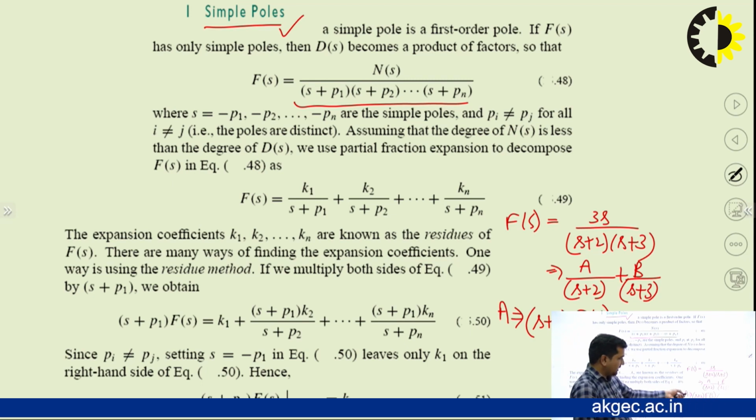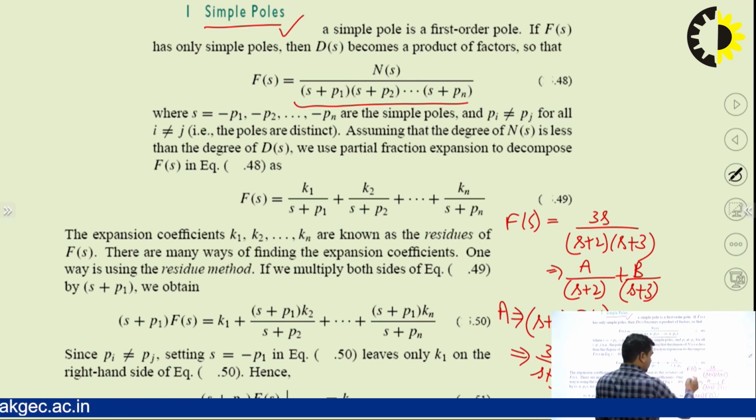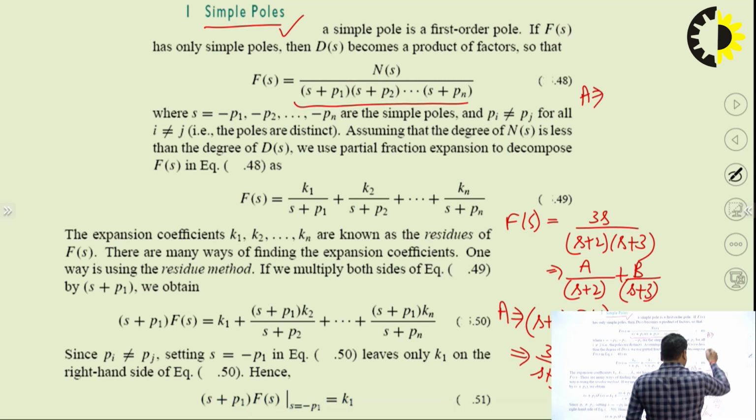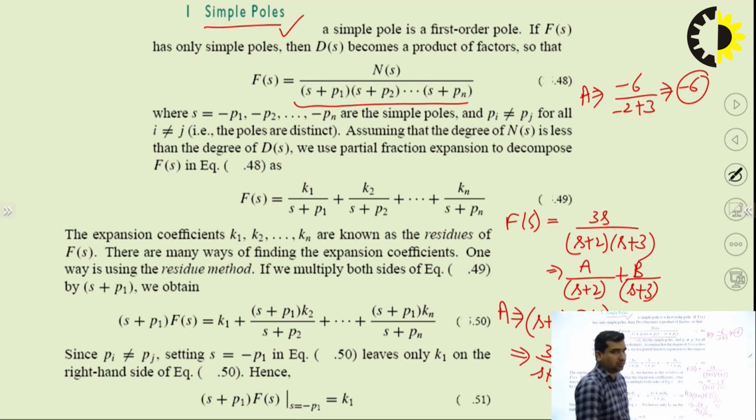When we multiply by s plus 2 in that function, it becomes 3s upon s plus 3. After putting the value of minus 2, it becomes minus 6 upon minus 2 plus 3, so it becomes minus 6. Similarly, we can find the value of b. What is the value of b? That is s plus 3 multiplied by F(s) at s plus 3 equal to 0, meaning s equal to minus 3.